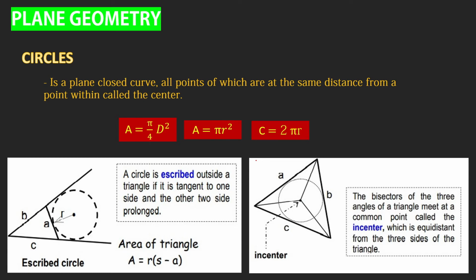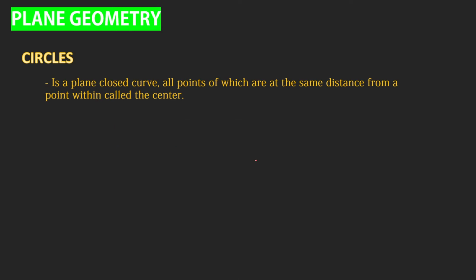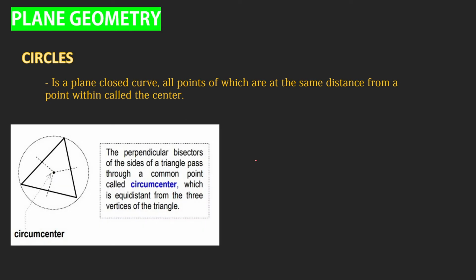Next, incenter. The bisectors of the three angles of the triangle meet at a common point called the incenter, which is equidistant from the three sides of the triangle. When we say equidistant, equal yung distance niya from sides ng ating triangle. Okay? Next, meron din tayong circumcenter. The perpendicular bisectors of the sides of a triangle pass through a common point called the circumcenter, which is equidistant from the three vertices of the triangle.